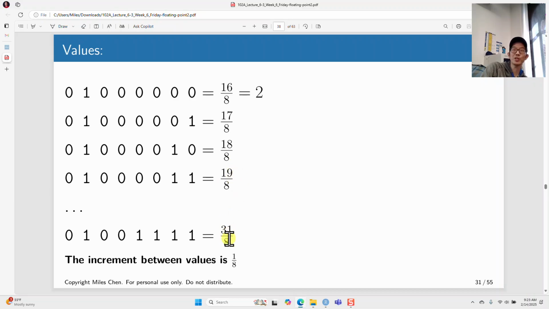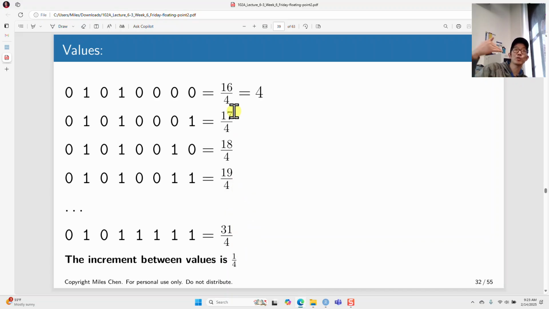This is 2 plus 15/8. That sounds so weird to say, 2 plus 15/8, but that's going to be 3 and 7/8, or 31/8, just shy of 4. So at this point, the increment between values is 1/8. What's the next number going to be? The next number is going to be 4, 32 over 8, or 4.